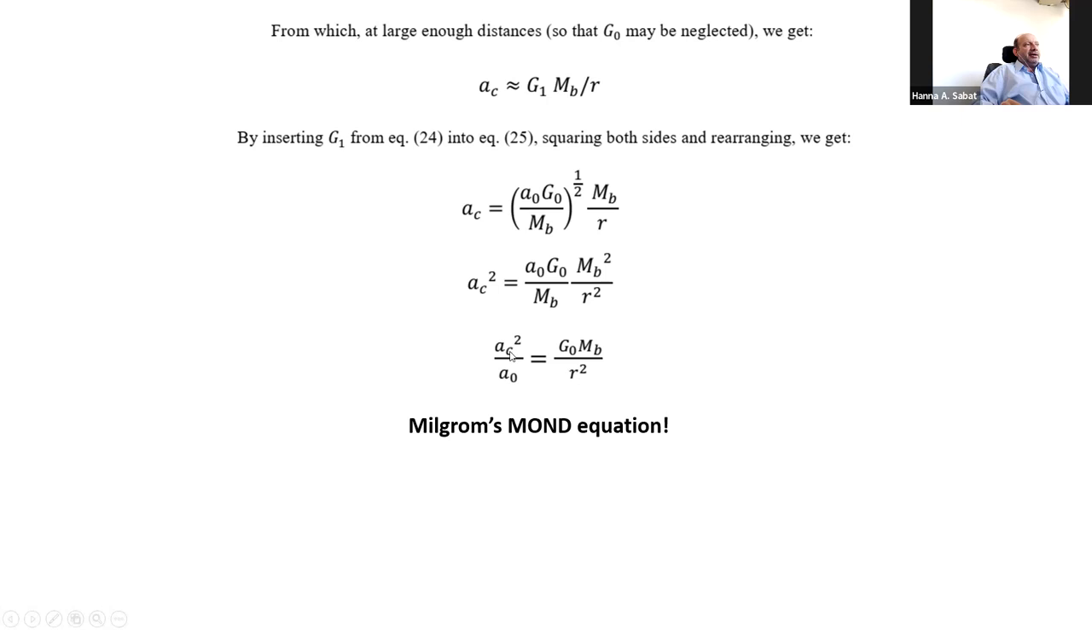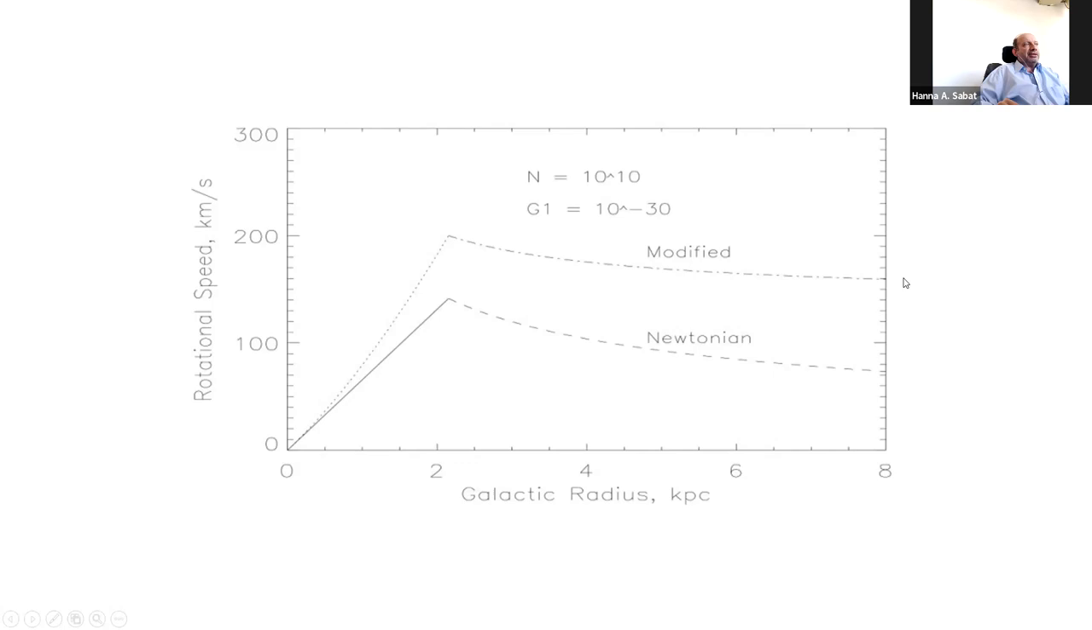And we finally got this equation, which means we have re-derived Milgrom's assumption: the acceleration squared, for example of the rotating stars, divided by A naught, the critical acceleration in the case of MOND, equals G naught M_B over R squared. So we re-derived it using our assumption. It is compatible with Milgrom's MOND, but on one condition, that we have assumed that A naught, the critical acceleration, is a function of mass, not a constant. And of course, we have done some simulations to compare the Newtonian regime with the modified regime. So basically this is the idea.